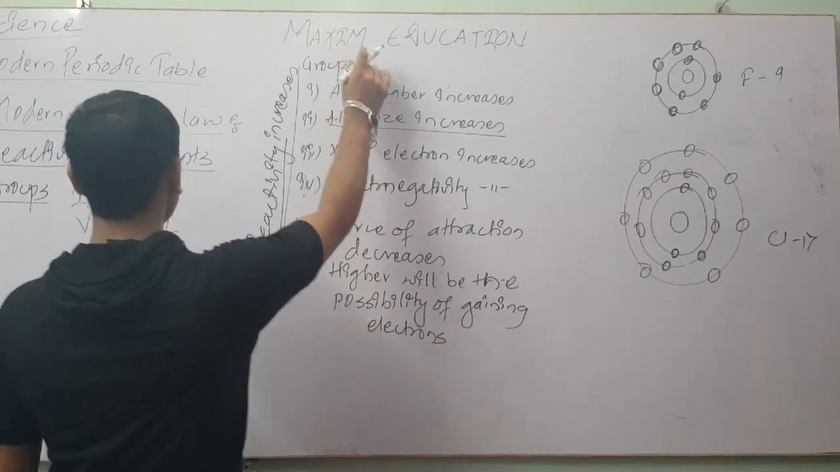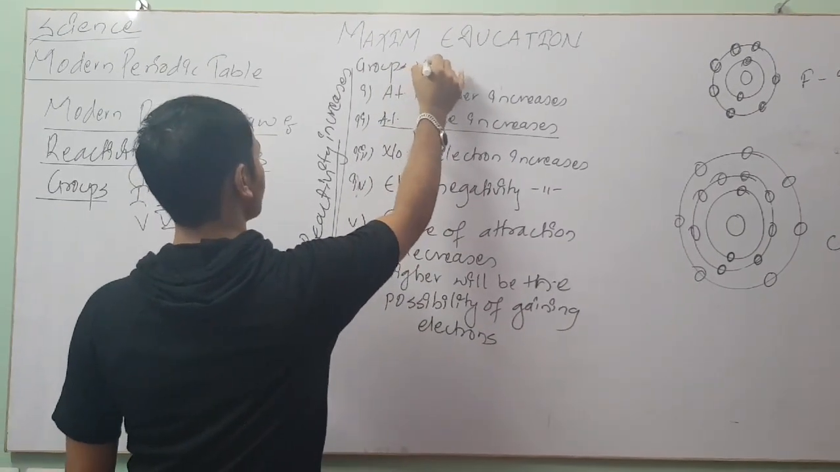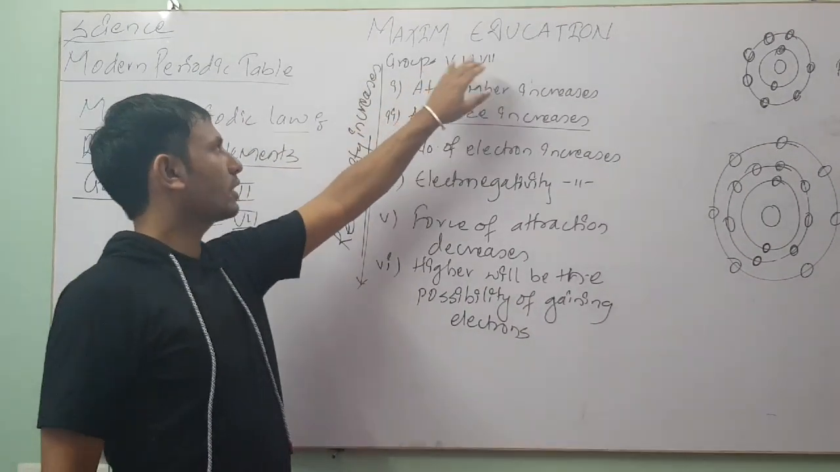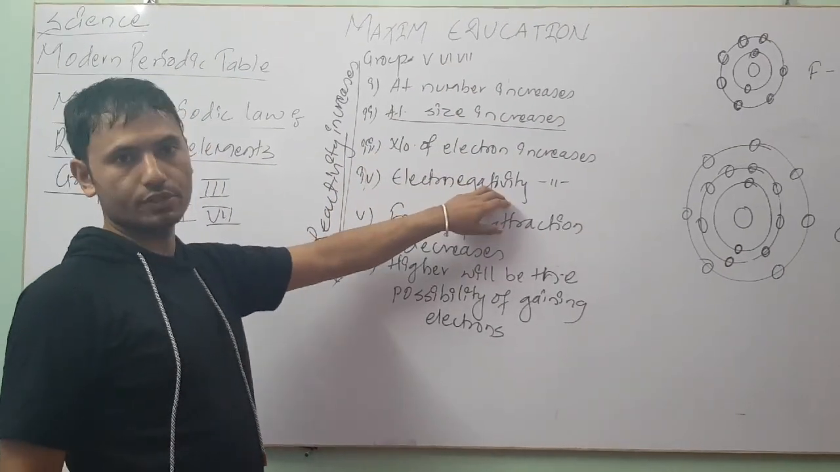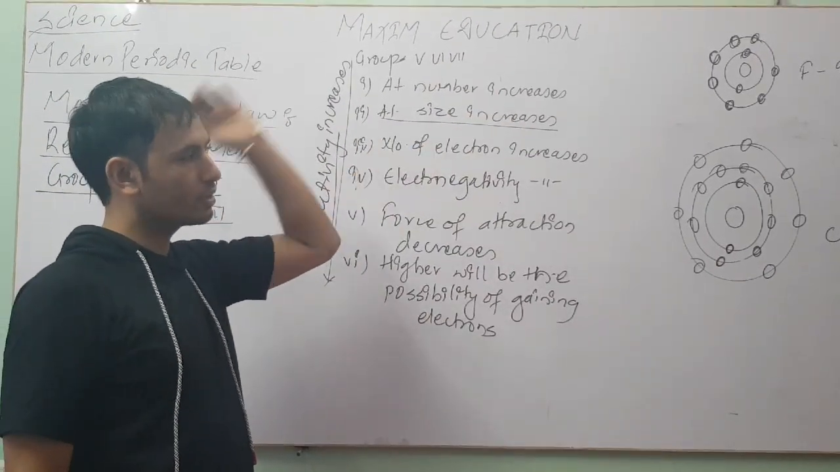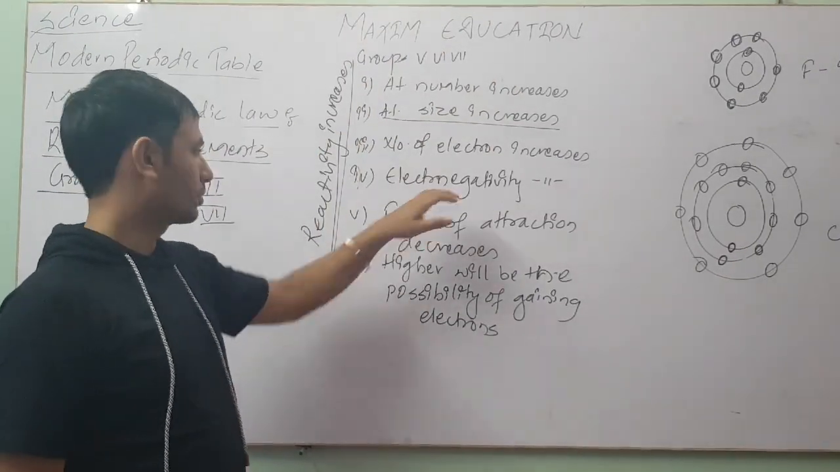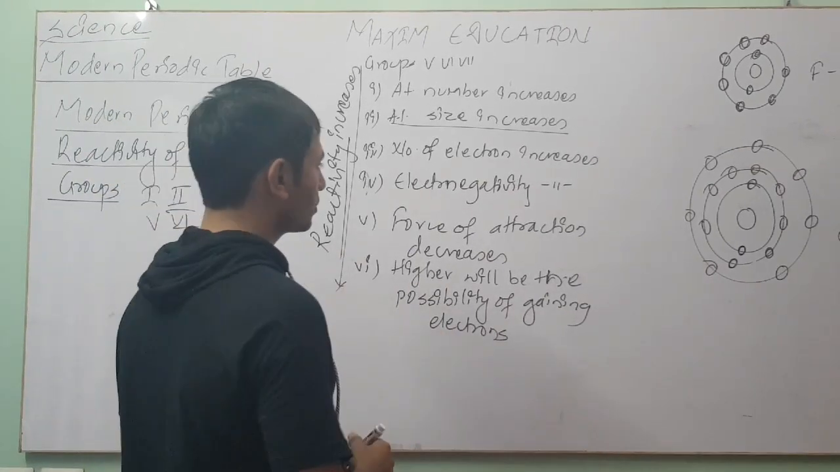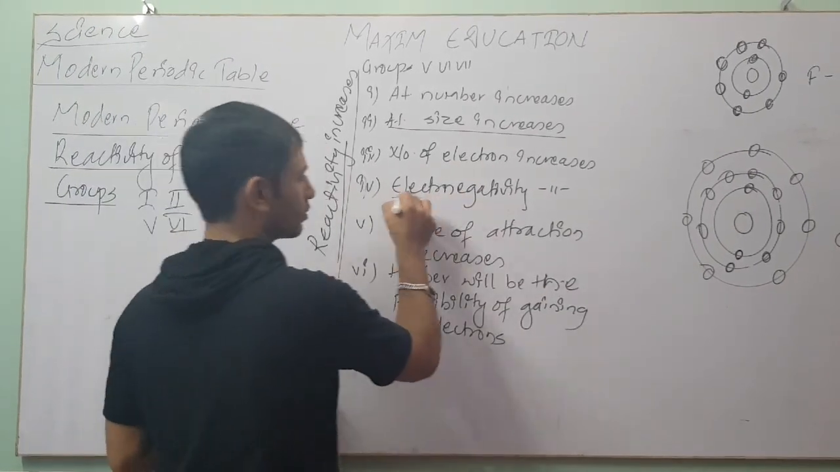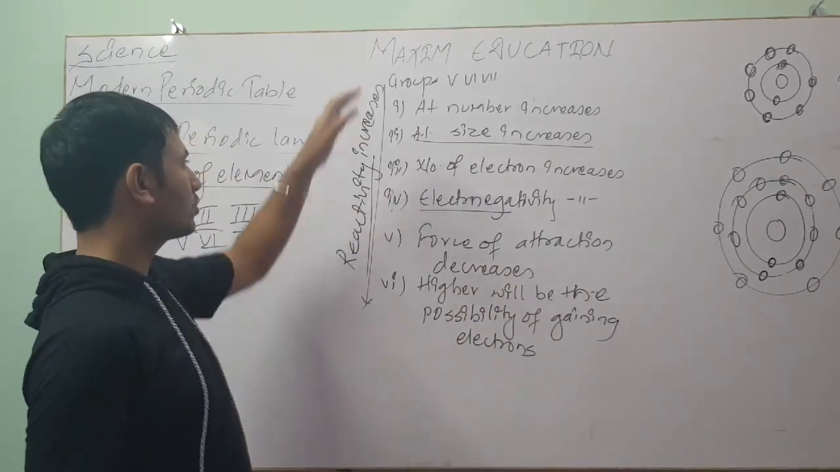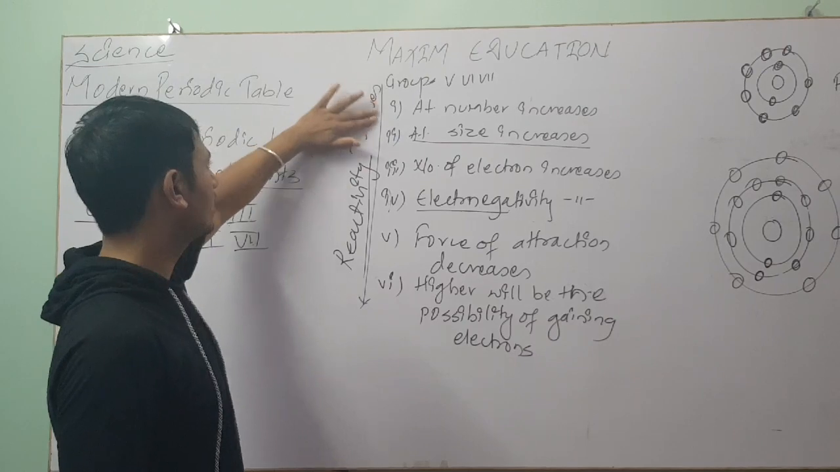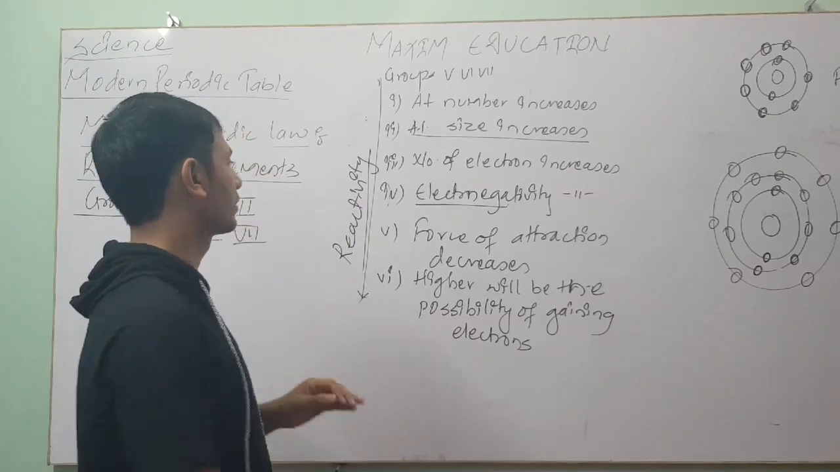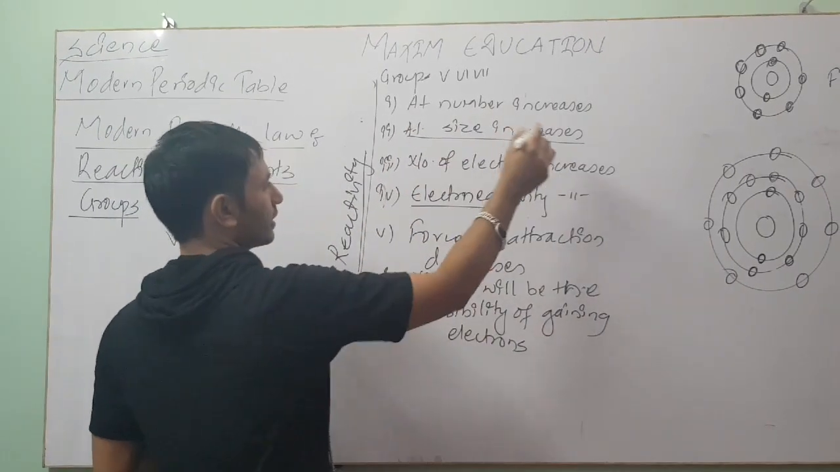Now let's talk about the reactivity of elements of group 5th, 6th and 7th. The elements of group 5th, 6th and 7th are electronegative in nature. It means they gain their stable electronic configuration by gaining electrons. An electron is negatively charged, so the atom gains a negative charge, so it is electronegative in nature. While going from top to bottom, like in group 1st, 2nd and 3rd, first the atomic number increases. Secondly, the atomic size increases.